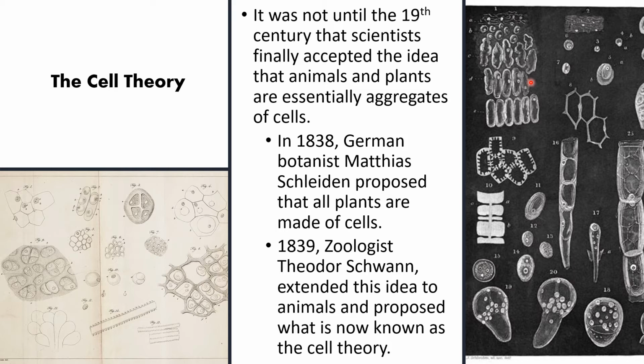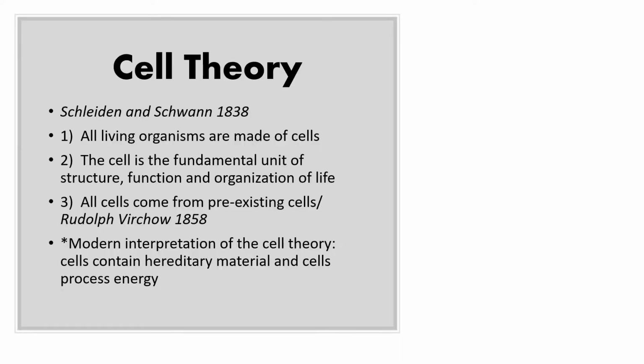A zoologist who deals with animals, and he also had all of these drawings of animal cells, and a botanist who studies plants, did it in plants. This is going to lead to a more formal theory called the cell theory. Schleiden and Schwann in 1838 formalized what we call the cell theory.